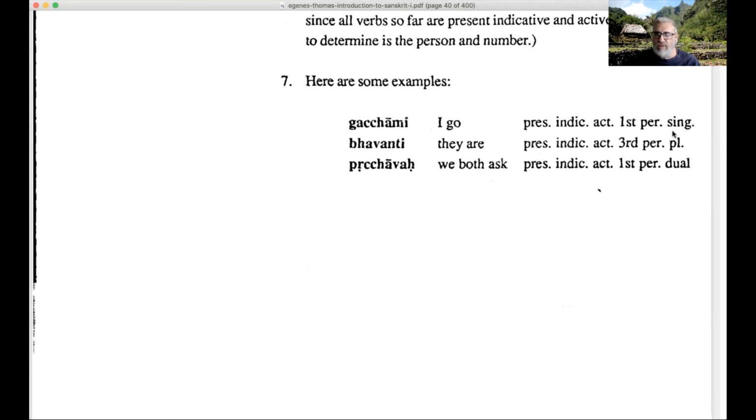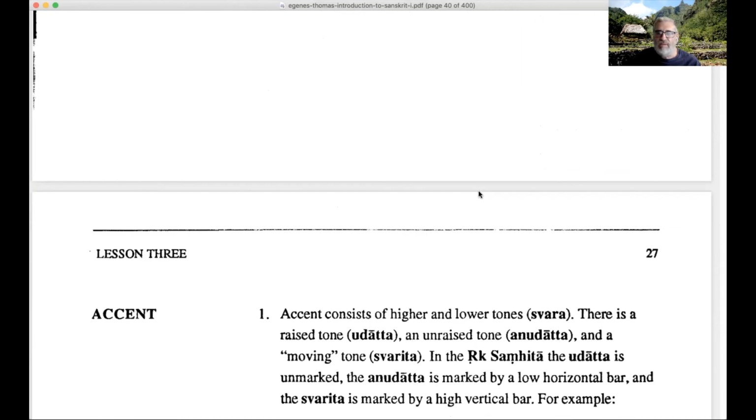This one is first person singular. Bhavanti is third person plural. Prachavaha is first person dual. Right? We both ask. First person dual. We both. First person is I, we, I. But it's dual, so we both. Right? Okay, so those are the examples.